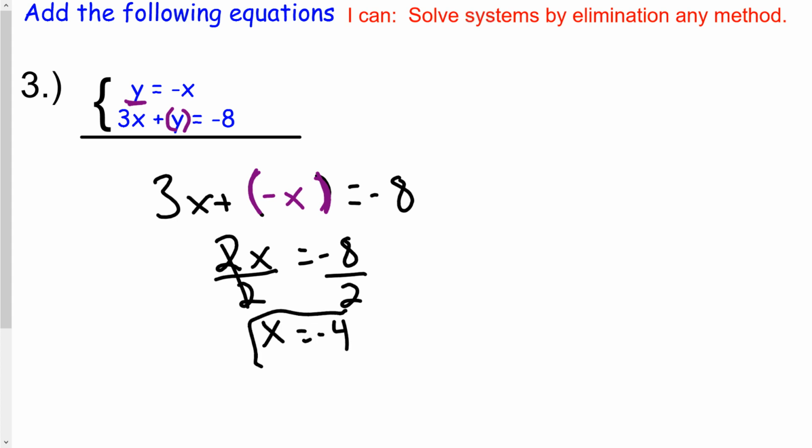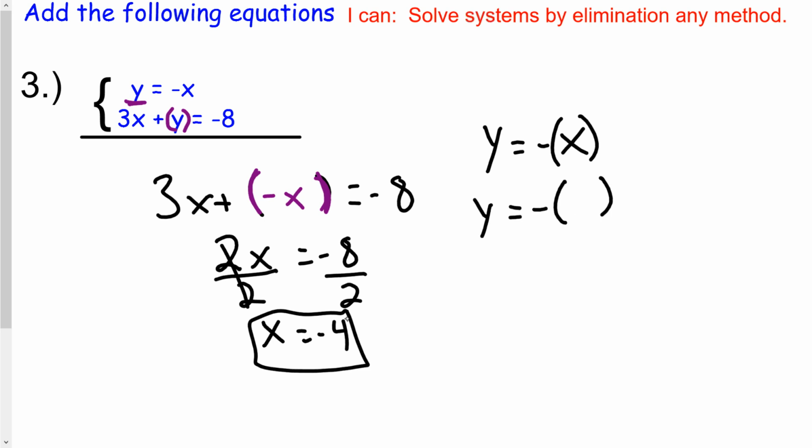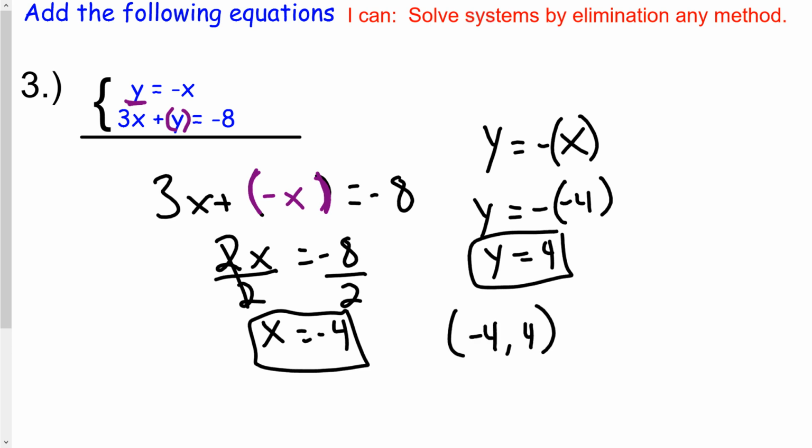We can substitute back into an original equation. I like y equals negative x. Remember, we're substituting, so we're going to take out the x and substitute it in with a negative 4. You guys might remember that two negatives, especially in multiplication, mean positive. So we have the ordered pair negative 4, comma 4.